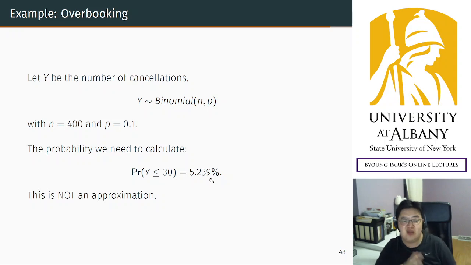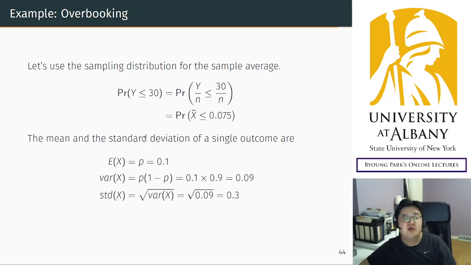You cannot do it by hand, but Excel or a calculator can do it. And this probability is not an approximation. This is the exact probability, using the formula we derived in chapter 5. However, it's not easy to calculate. When you have a much larger number here, even a computer may take a longer time to calculate the probability. But if you are willing to sacrifice some approximation error, the calculation could be much easier.